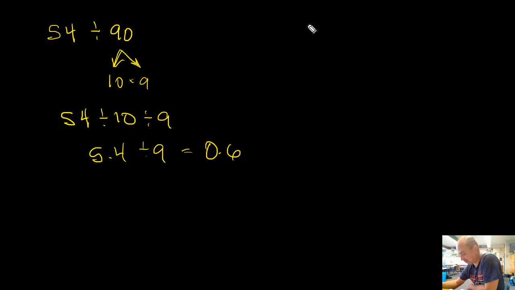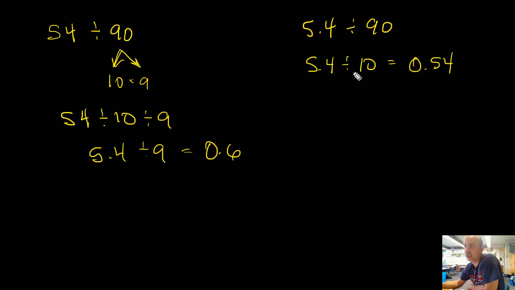Let's try another one here. Let's see if we can do 5.4 divided by 90. Same thing. I can split this up into 10 and 9. So let's do 5.4 divided by 10. And if I do that, I'm going to get 0.54, right? Because when I divide by 10, I'm just moving that over. And so that's what I got.